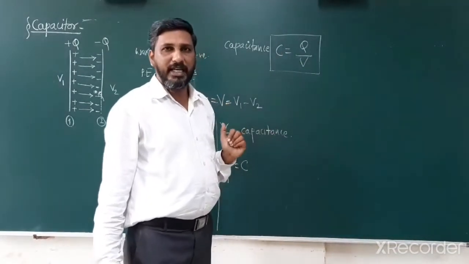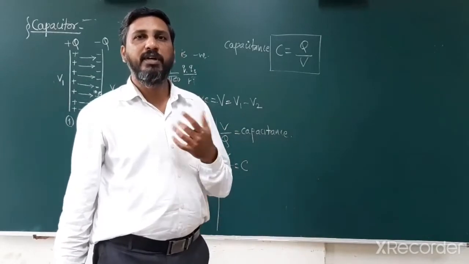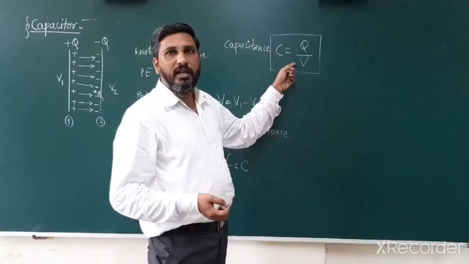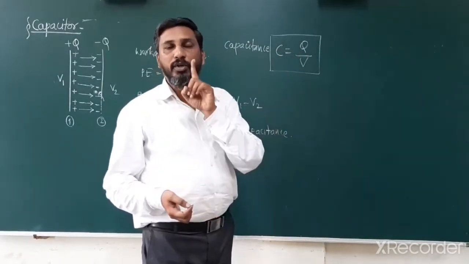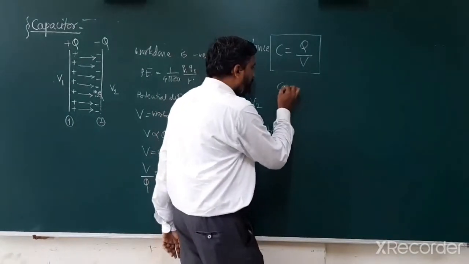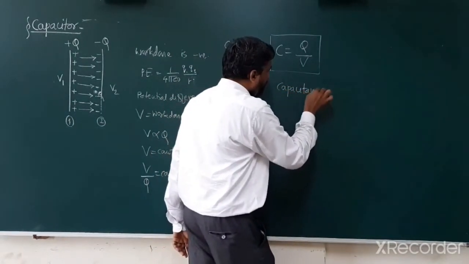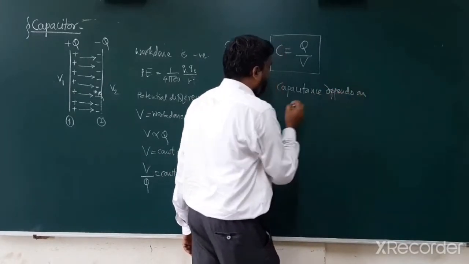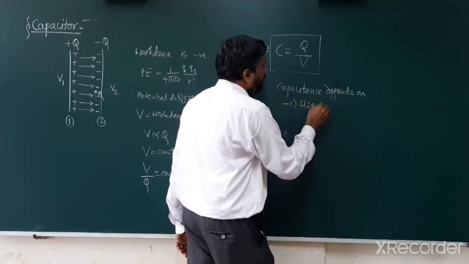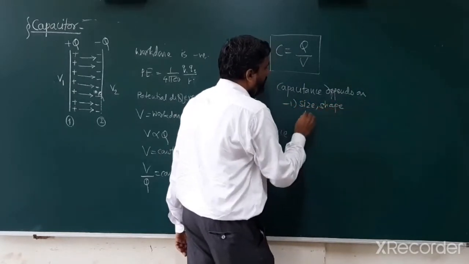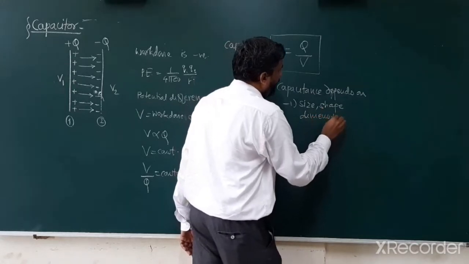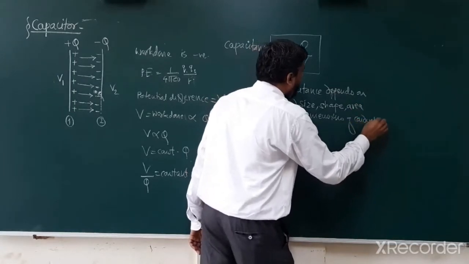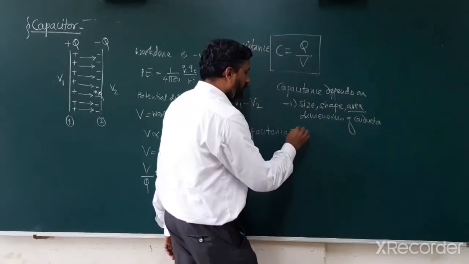Now a theoretical question arises: on which factors does the capacitance of a conductor depend? Some students answer that it depends on potential and charge. No, this is a totally wrong answer. Capacitance depends on, the first factor, size, shape, or simply the area and dimensions of the conductor.